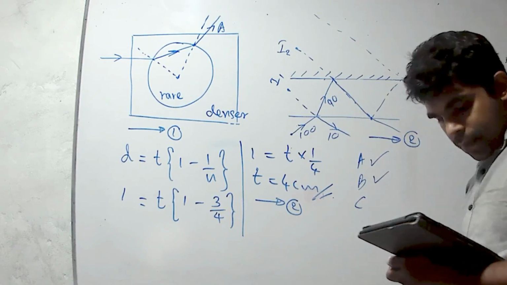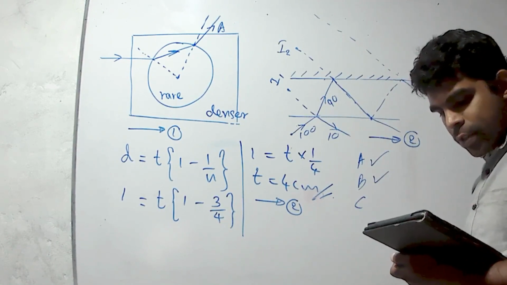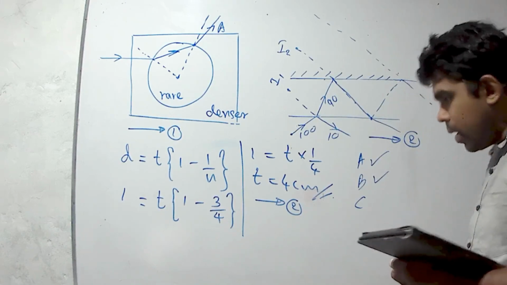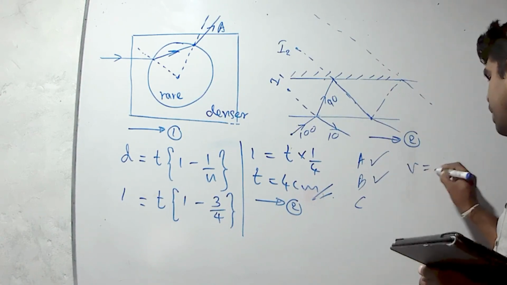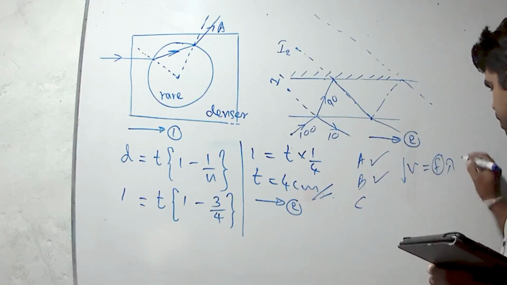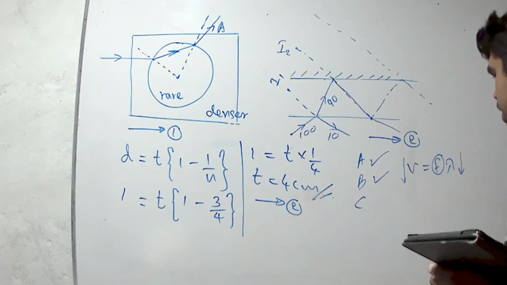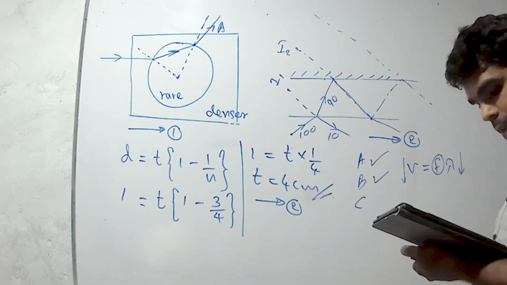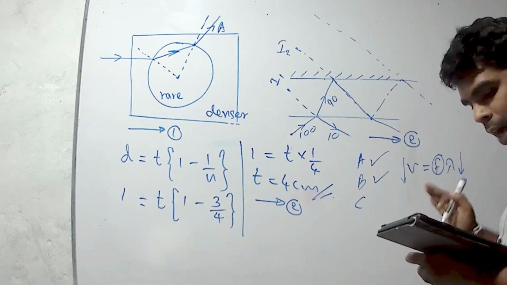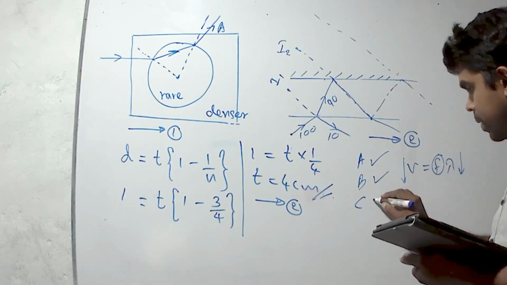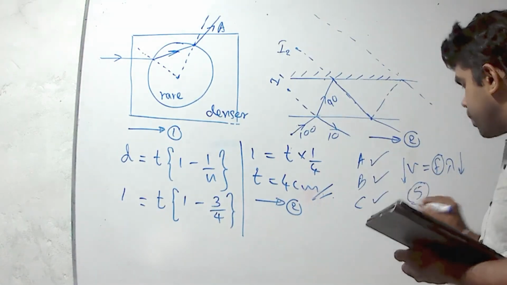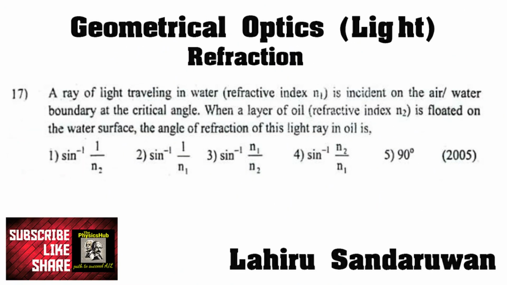Statement C. The wavelength of the light is reduced when it passes from vacuum to a medium. When passing from vacuum to a medium, frequency is constant, velocity is decreasing, then the wavelength decreases. Now they have given that the wavelength of light is reduced when it passes from vacuum to a medium. Yes, it's also correct. All A, B, C are true. Then the answer is 5. Then question number 18.